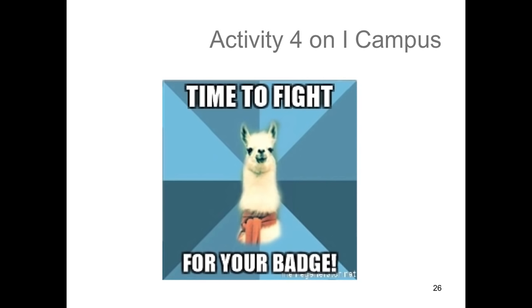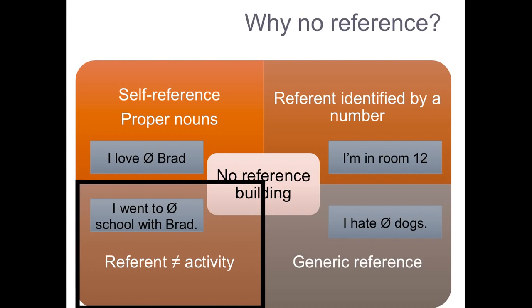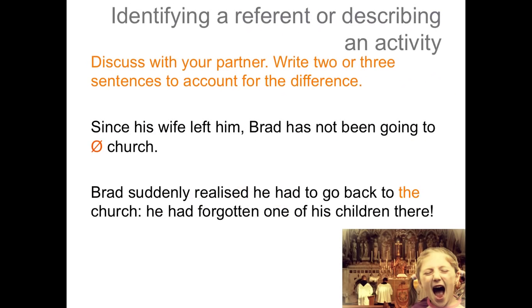Please practice that on activity 4 on the campus before we turn to the next point. Now, as we said before, sometimes you don't want to build a reference because you're talking about an activity. This case is limited to very specific situations that we're going to examine now. So you had to discuss this with a partner. You don't have a partner, you're in front of your computer. So let's just discuss this very briefly.